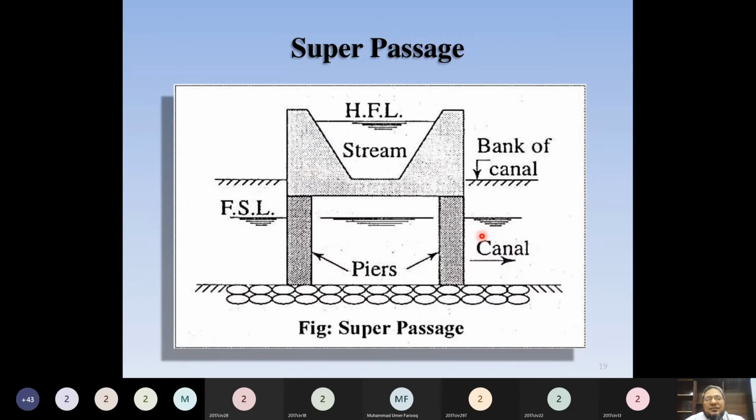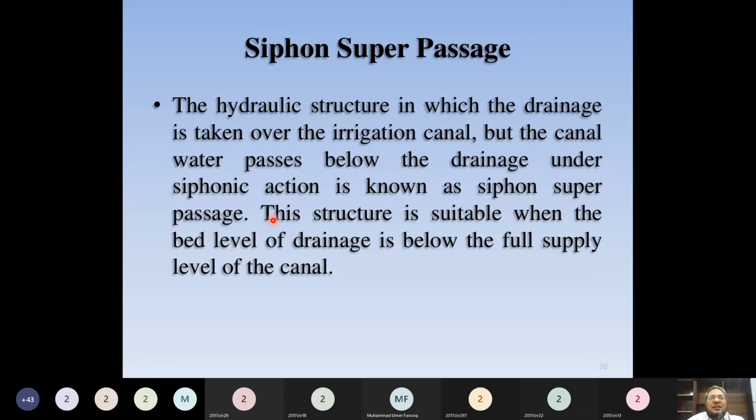So this is the section, and here this is the full supply level of canal, और ये एक stream है, and this is the high flood level in the stream, and this is the bed of the stream, and this bed of the stream is higher than the full supply level. So then we have to provide a super passage. Now we have to discuss siphon super passage. अच्छा, वो हमने siphon में समझा, हम पहले ही siphon पे चले गए. So now we will discuss siphon super passage.